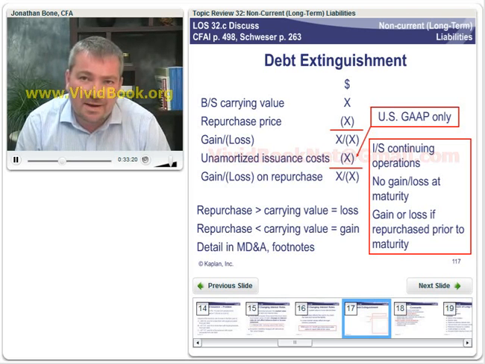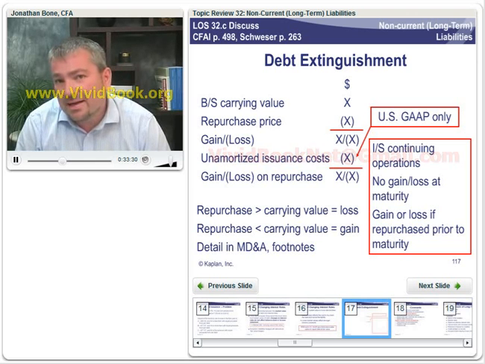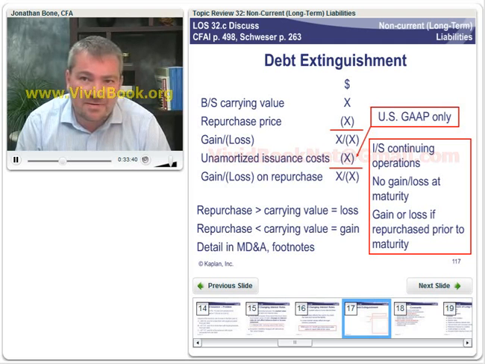Remember, under IFRS, the issuance costs are deducted from proceeds when you establish your effective interest rate. So again, basic rule, if you pay more than the carrying value, you're going to get a loss when you retire your debt. When you pay less than the carrying value of the liability, you're going to get a gain. And of course, it should be discussed both in the management discussion and analysis and the footnotes. Excellent.